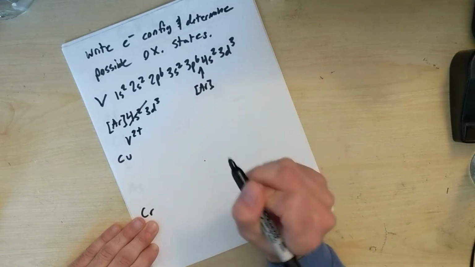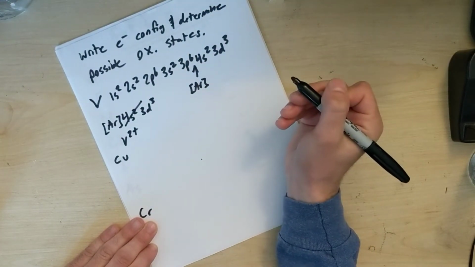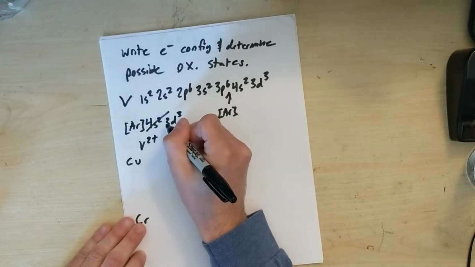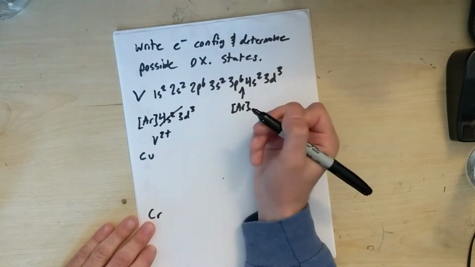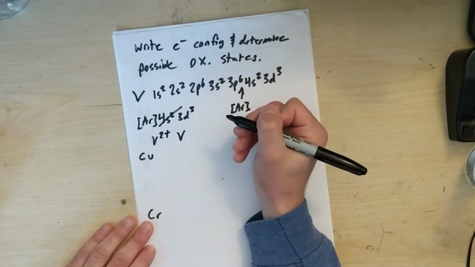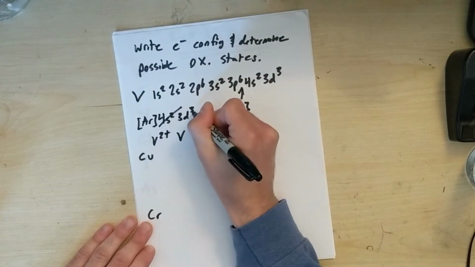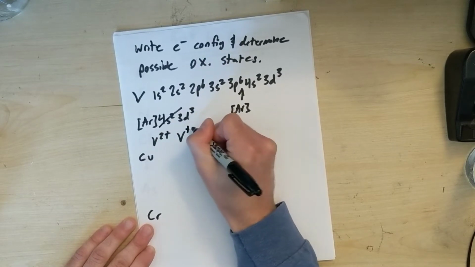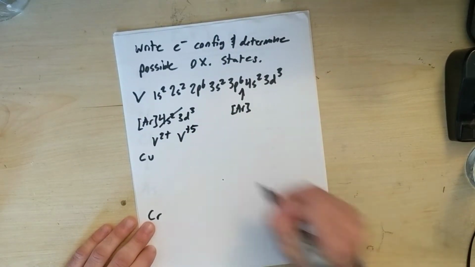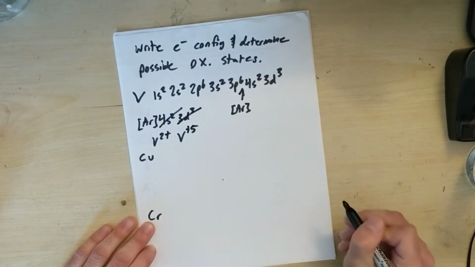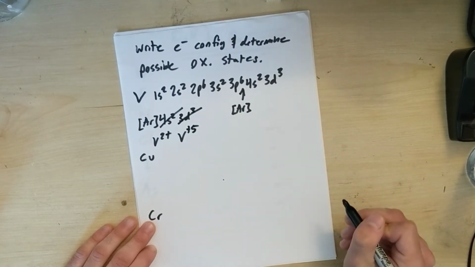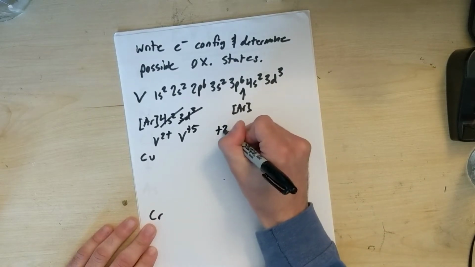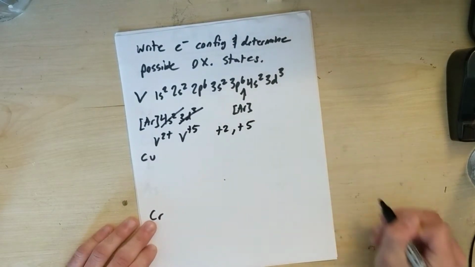Now, it can also lose the 3d3 electrons as well, but it can't lose the 3d3 electrons unless it loses the 4s2 electrons, because these are higher energy. And so vanadium could also exhibit a +2 +3 state. So that means that it's +2 and actually +5 because of combining these 2 electrons. Okay? So the possible oxidation states for vanadium are +2 and +5.